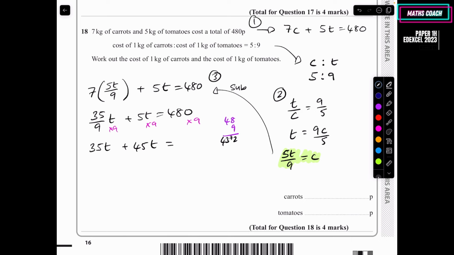But we want times by 480. So we're going to add the 0 there. So it's going to be 4320. Next, let's add the 35t plus the 45t. That is, add the 5, that's 50, 80t. And then 80t is equal to 4320. We can cancel the zeros now, look. 8t is equal to 432, and then t would be equal to 432 divided by 8.